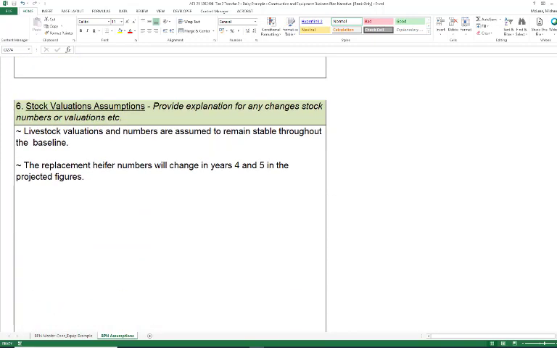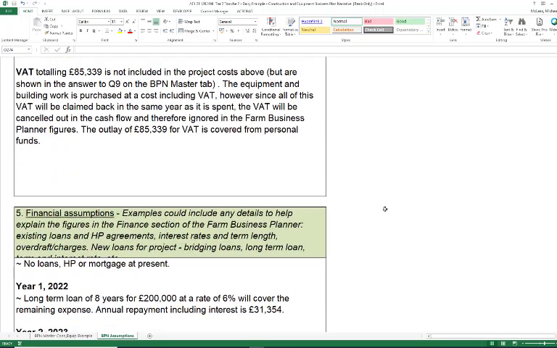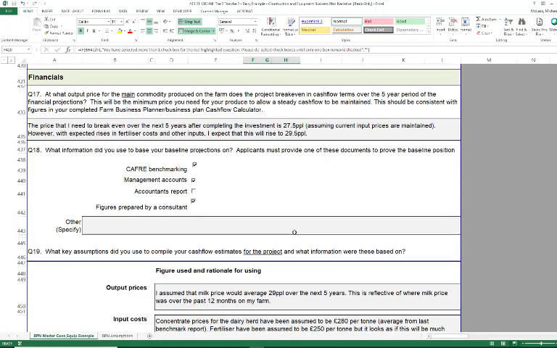Section 6 covers stock valuation assumptions and provide an explanation of any changes to stock numbers or valuations, etc. So that concludes the assumptions section, so that will need completed alongside the details on your narrative.